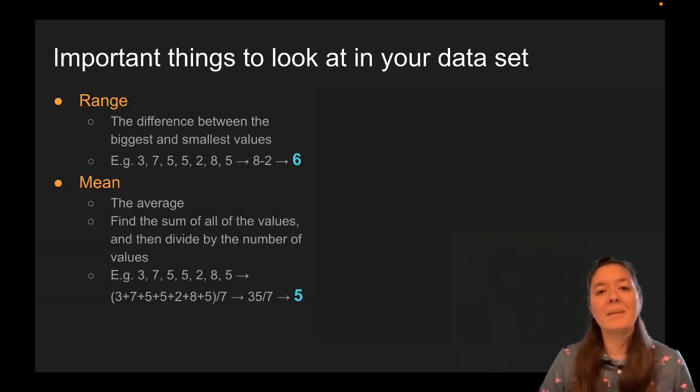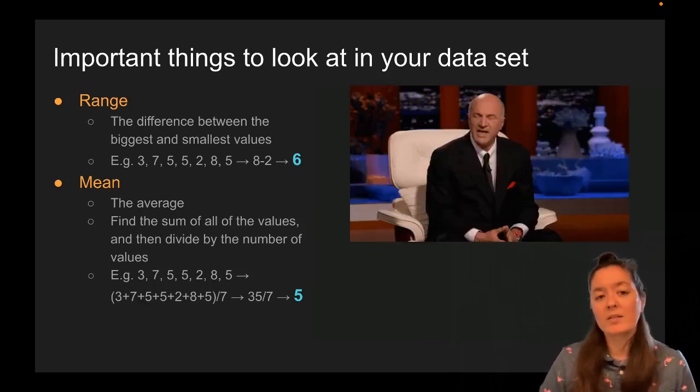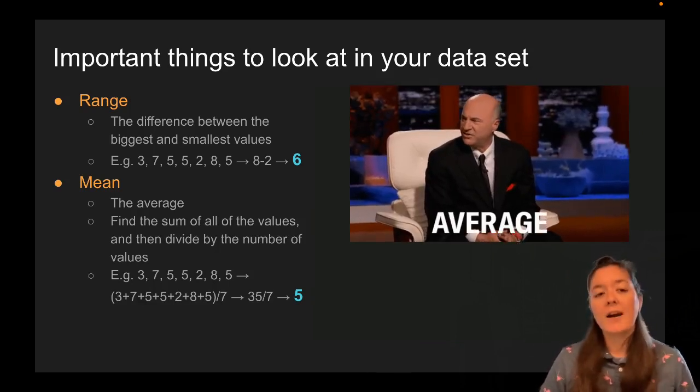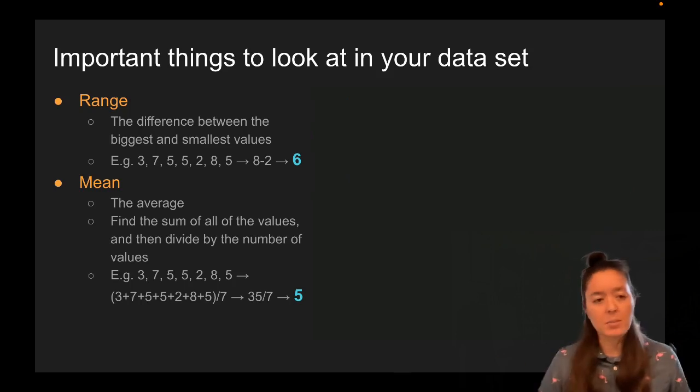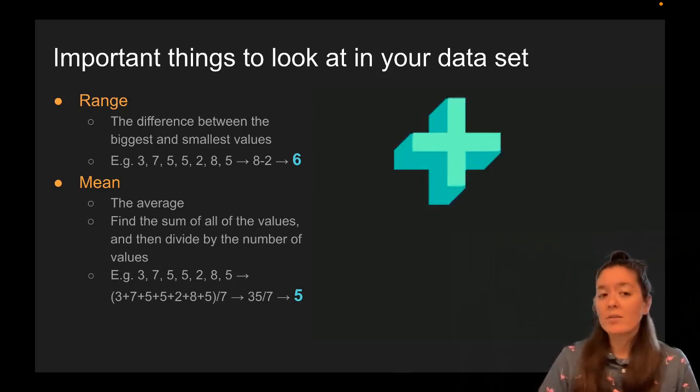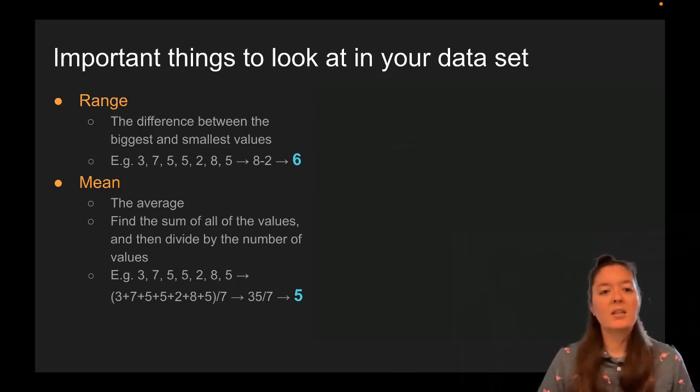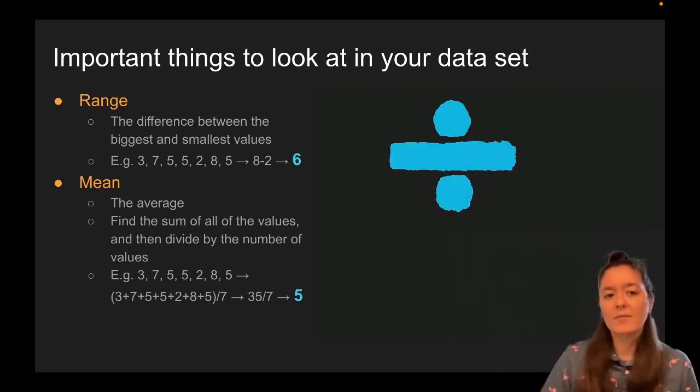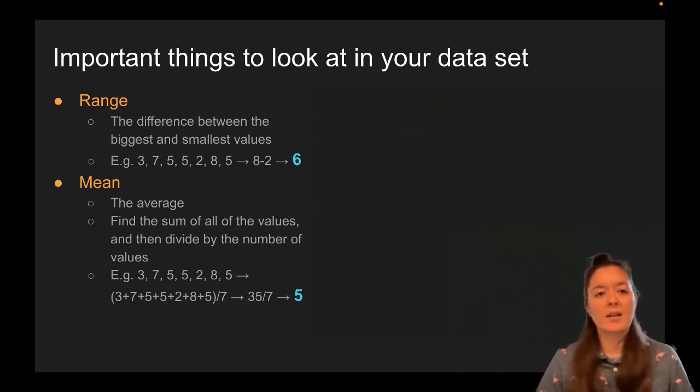Next, we're looking at the mean. The mean is just another way to say average. To find the average of a given number set, you sum or add up all of the values and then divide by the number of those values. So let's take the same data set from our range: 3, 7, 5, 5, 2, 8, and 5.